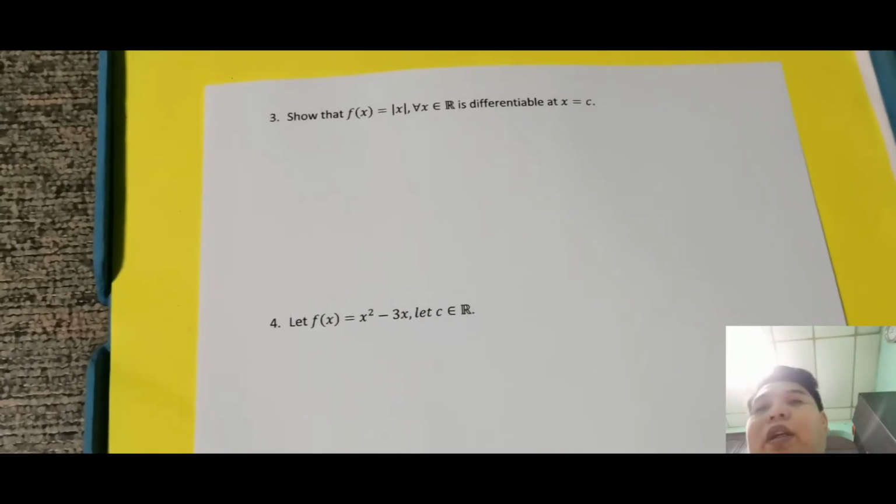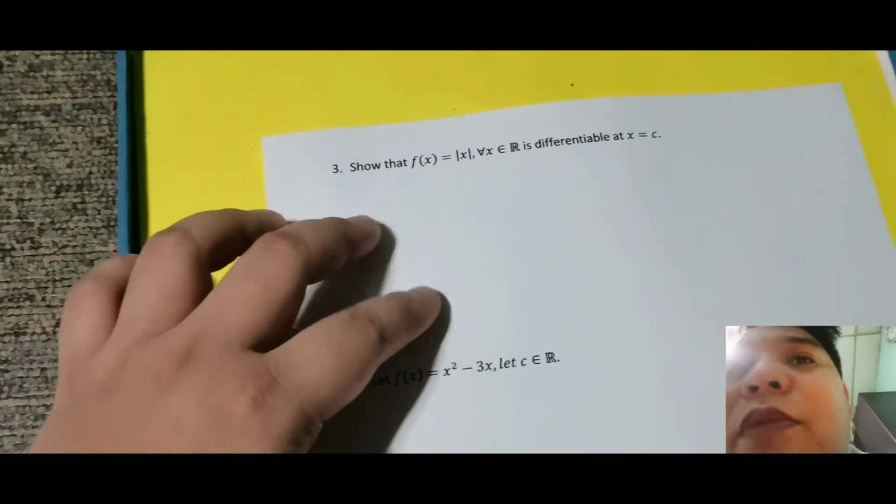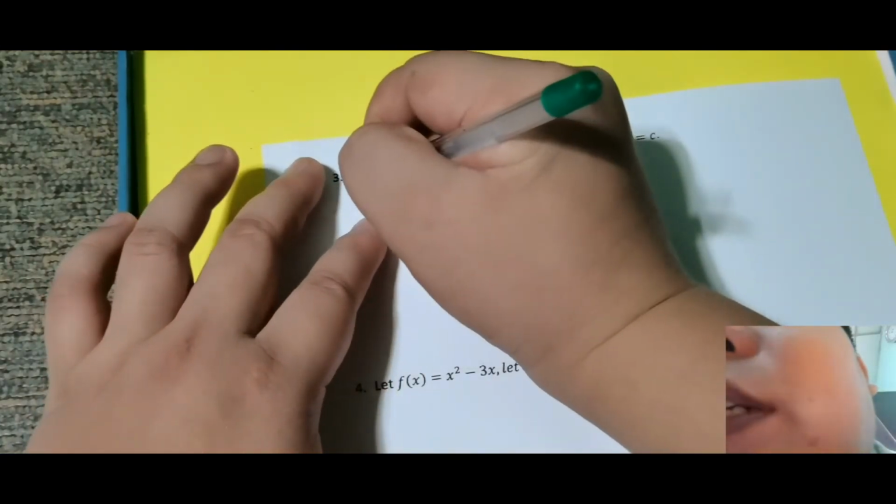Okay, so for number 3, show that f of x equal to absolute value of x for all x element of real numbers is differentiable at x is equal to c. Dito medyo may tricky siyang part. So start tayo dito, no. Ito yung proof. I-green ko muna.